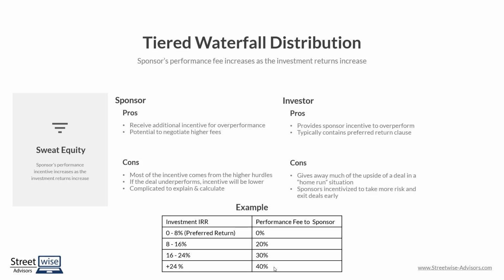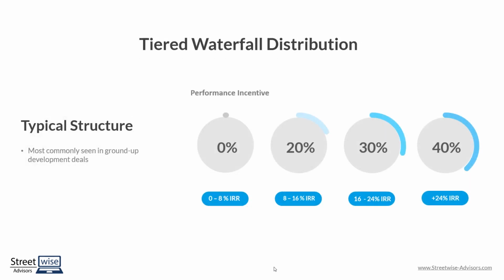You have to be aware that these types of structures really incentivize the developer or the sponsor to maximize their return. A very common structure would be 0 to 8%, there's no performance fee. 8 to 16%, a 20% performance fee. 16 to 24%, a 30% performance fee. And anything over 24%, 40% goes to the sponsor.